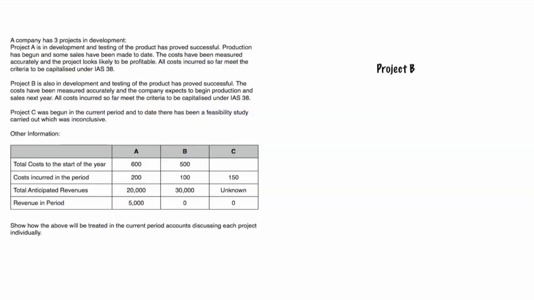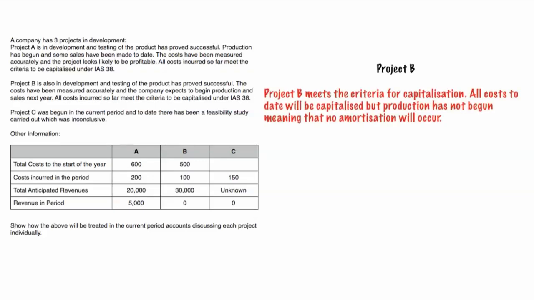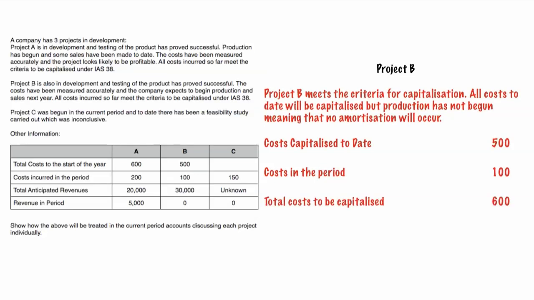So Project B meets the criteria, all costs capitalised but no production as yet, which means that no amortisation can occur yet. So total costs capitalised will be 500. We have more costs in the period of 600, which means total costs to be capitalised of 600, which gives us an intangible asset, but we can't yet amortise it.